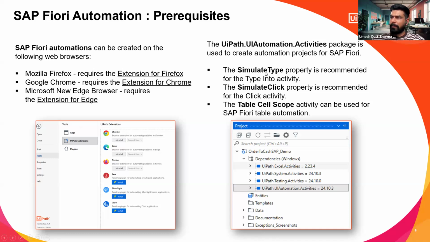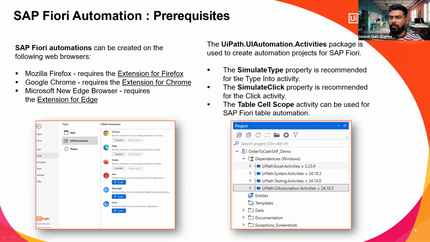The other one is we need to have the UiPath.UIAutomation.Activities package installed on the UiPath Studio process. Whenever we create a new process, this package has to be installed, and it comes by default if you're creating a process from a template. And since we are doing a UI automation, it is very similar to the automation that we usually do on any of the browsers, right? But there are some recommendations and some best practices that we should be following.